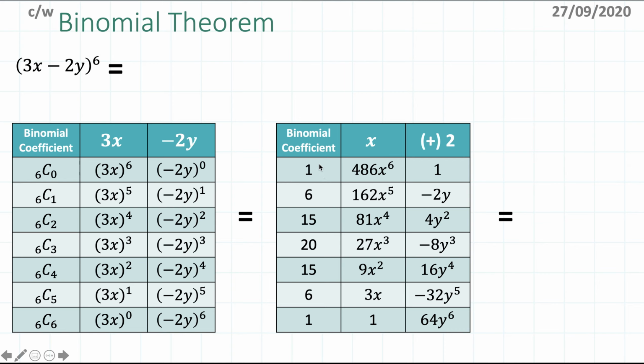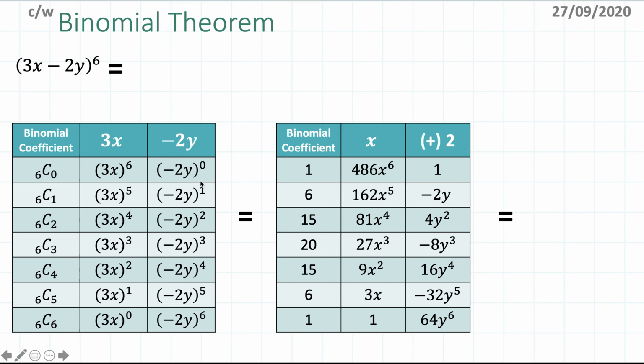Again, the binomial coefficient I can use from the calculator. The x, notice how I'm raising the 3 to the power of 6 and the x to the power of 6 and so on. 3 to the power of 2, x to the power of 2, and going forward. And then keep in mind that anything to the power of 0 is 1.